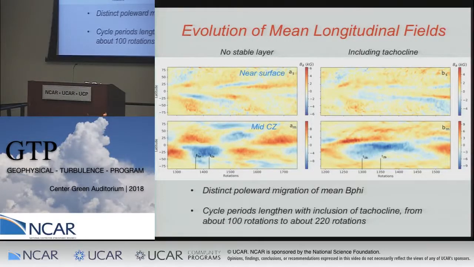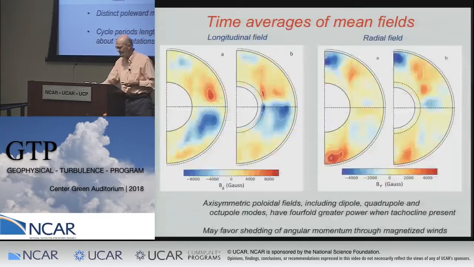You do have reservoirs of field that are in that lower region, and whereas in the absence of a stable layer with a tachocline, you have cycles that are of the order of roughly 100 to 150 rotations in these units, with the presence of a tachocline, the cycle periods are very much lengthened. We have more data, but not shown here. So you almost double or so; the tachocline plays a role.